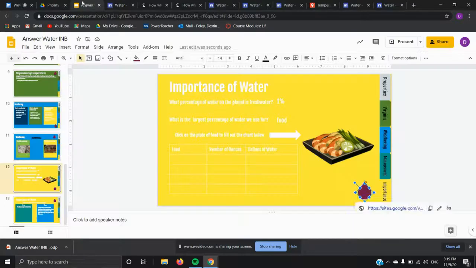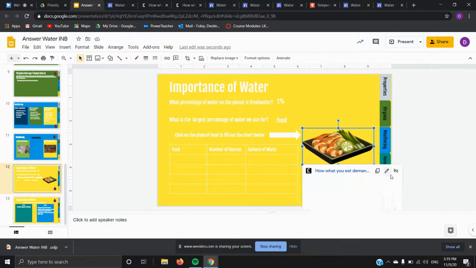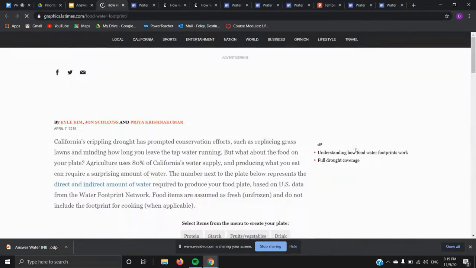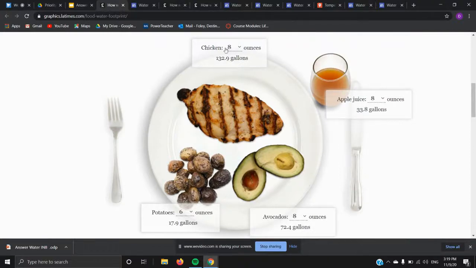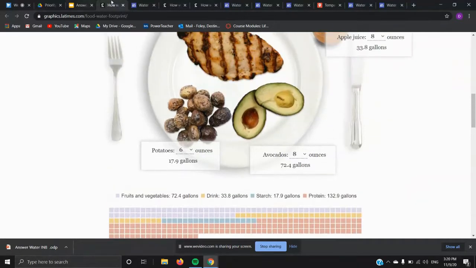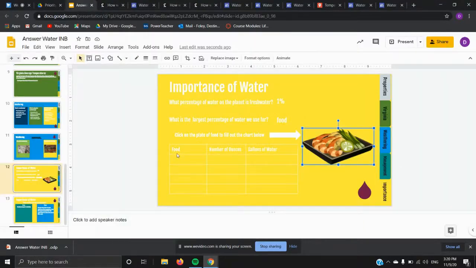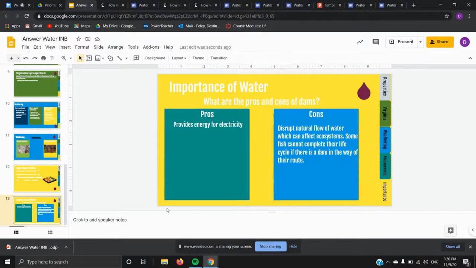It's crazy. And then for this one, you were to click on the plate, and it makes you a plate, and you are to tell me what the meat or the food is, how many ounces you are going to eat, and then how many gallons it takes to make that. Okay? So you're filling this out. All of yours will be different.